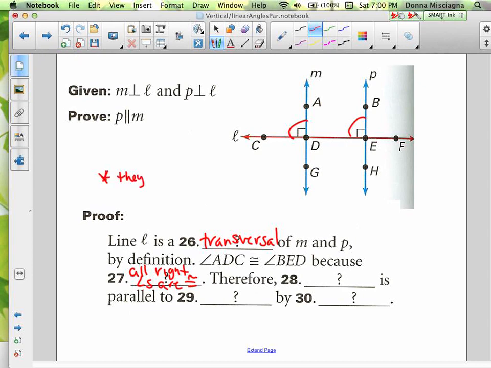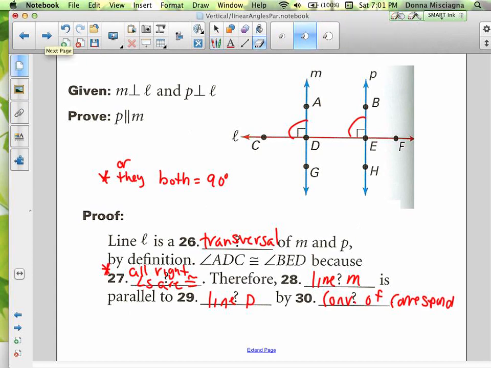They all have the same meaning. They both equal 90 degrees, right? Either of those would be perfectly fine. Therefore, blank is parallel to blank, right? Because we know those angles are both 90 degrees, we now know that line M is parallel to line P by the converse of the corresponding angles.